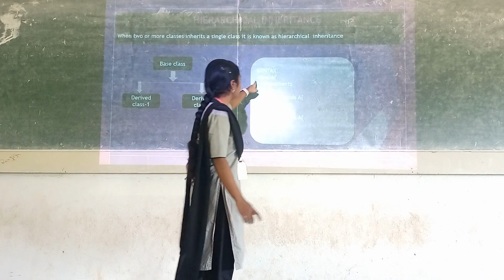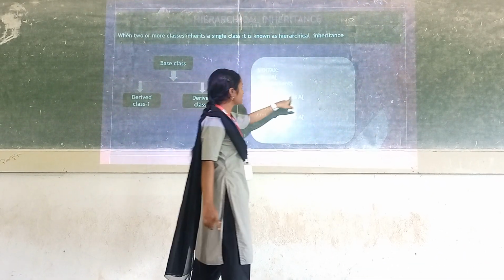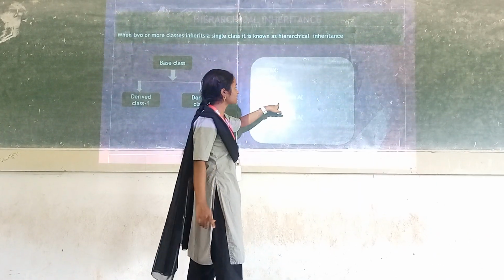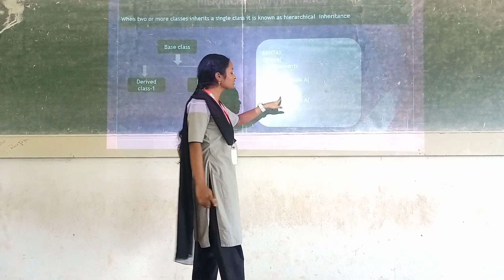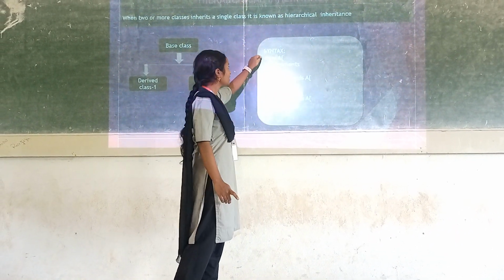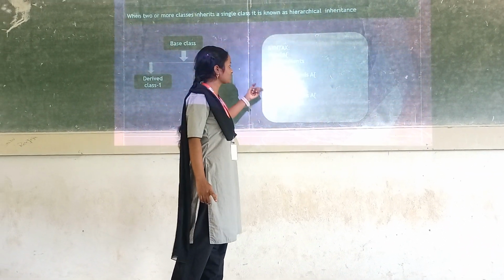Here we can see the syntax: class A, class B extends class A. Class B is the extension of class A, and also class C extends class A. Class C is also an extension of class A. Class A has two children, which are class B and class C.